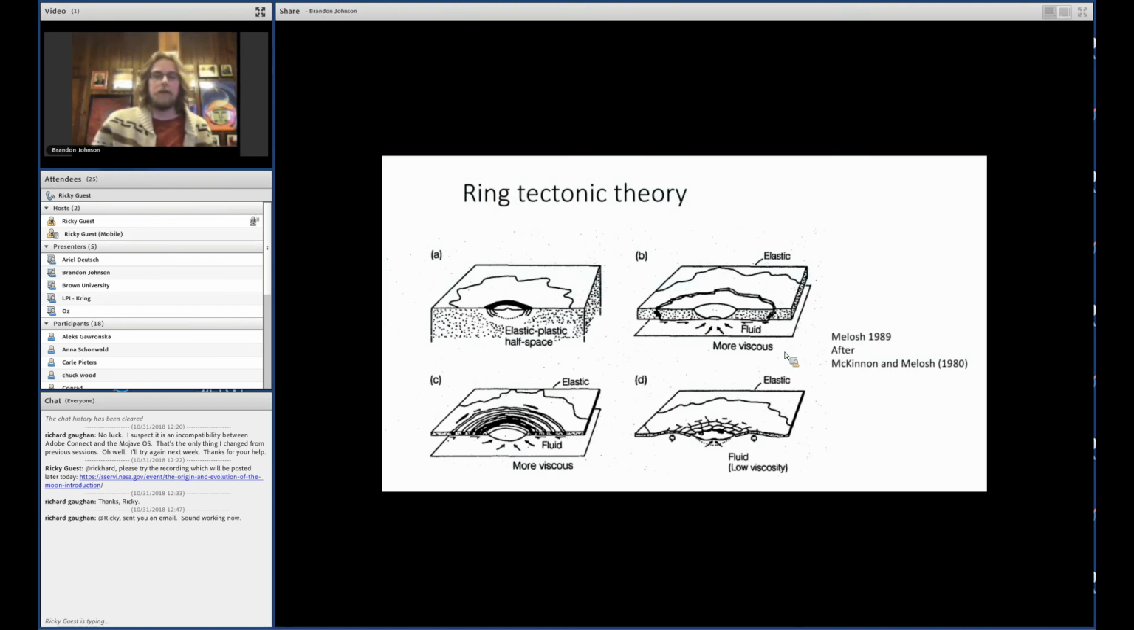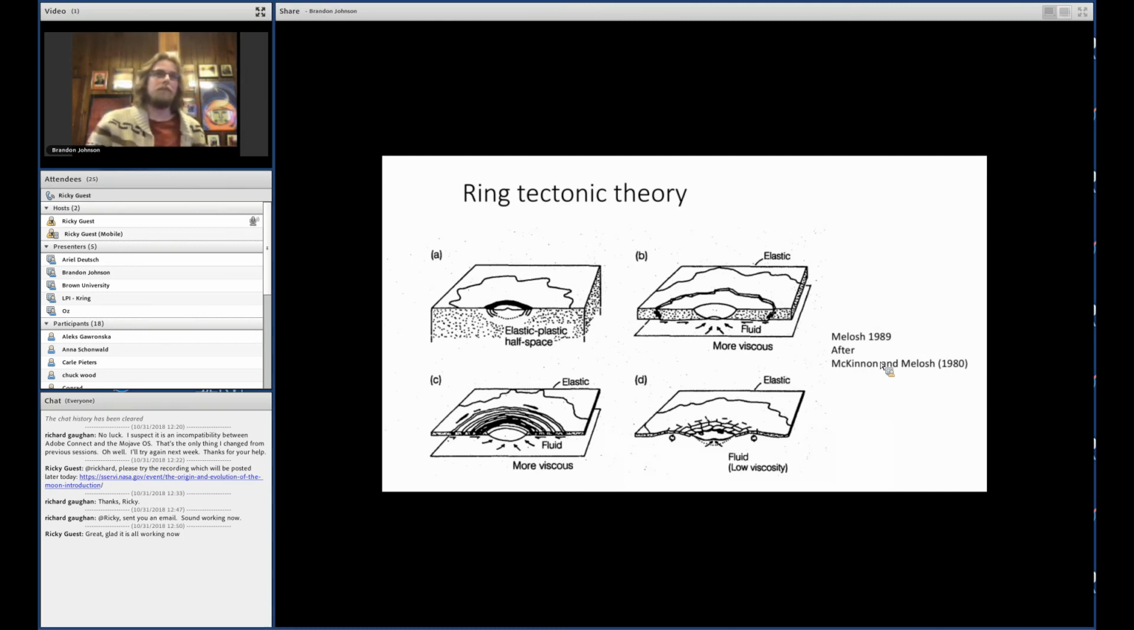Then we go to frame B. This is when the lithosphere is thinner compared to the size of the basin, and this inward flow of weaker material at depth causes lithosphere-breaking faults that are potentially the outer rings of lunar basins. Then frame C is not something we see on the Moon, but we see it on icy satellites.